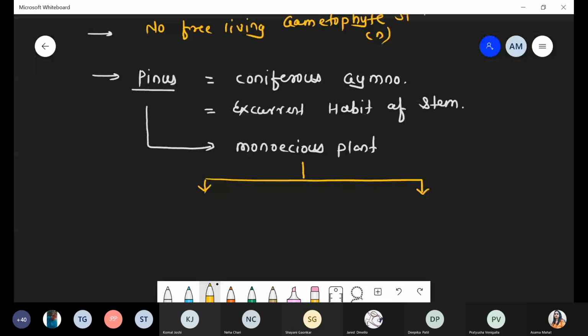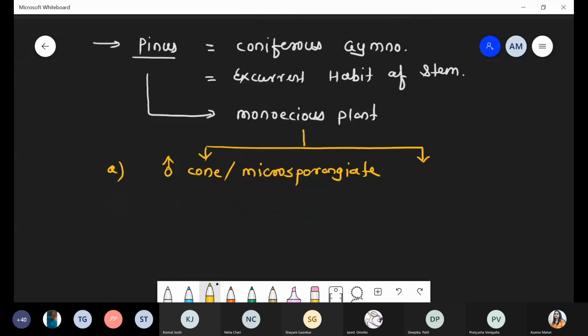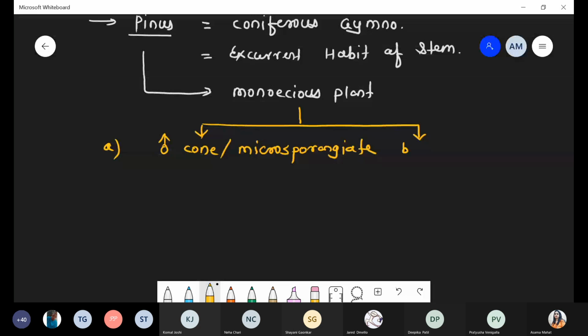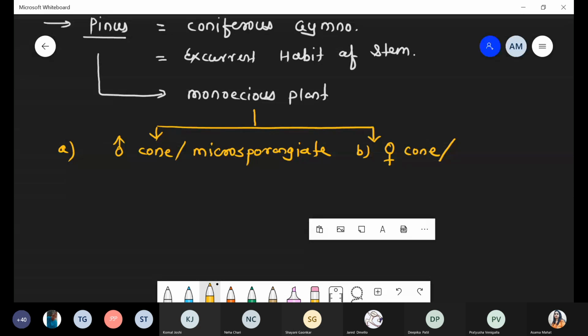Now, first of all we are talking about the male cone, and the male cone is also called microsporangiate. So the first part, that is the male cone, is also called the microsporangiate. Another part, the female cone or female strobilus, is simply called megasporangiate.